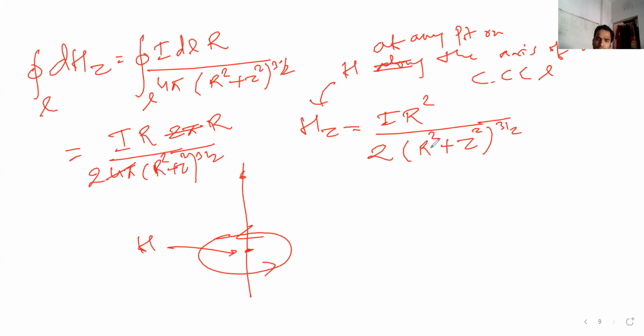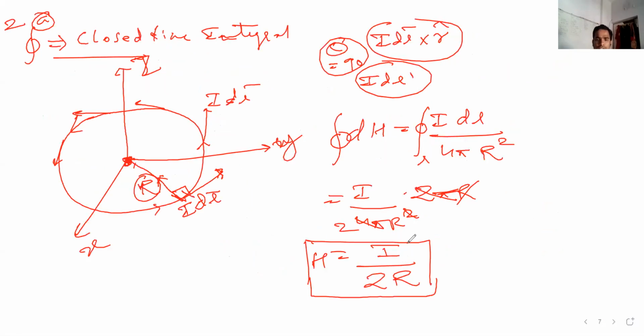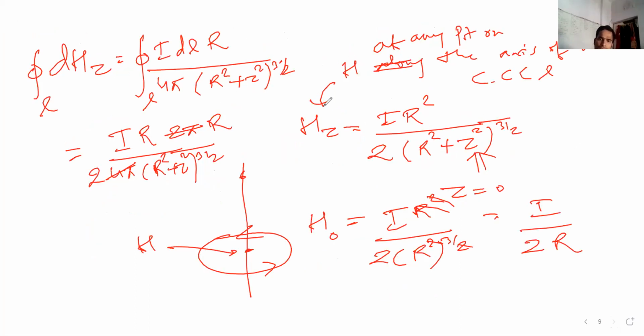Now from this, can I get the center value? If I put z as 0, what will I get? H at the origin, at the center. So this will be I r square upon 2, z square is gone, so this will be r cube, and r square cancels, so we will get I by 2r. This is the same thing which we derived earlier, H is I by 2r at the center of a circular loop. So this derivation is a general derivation for a circular loop.